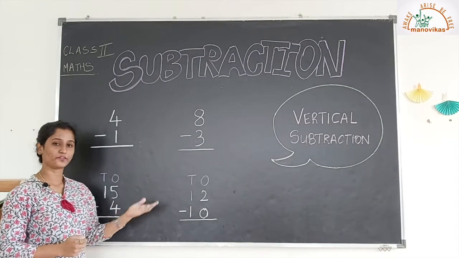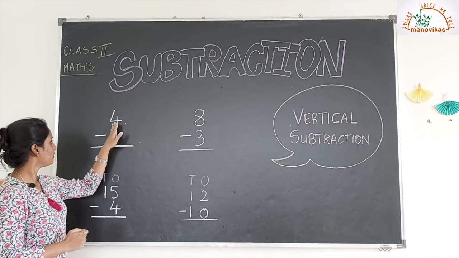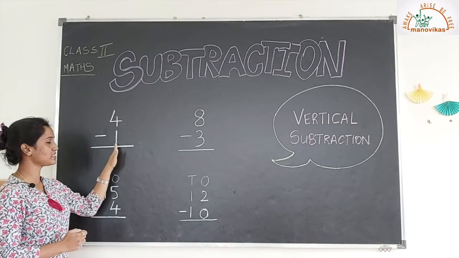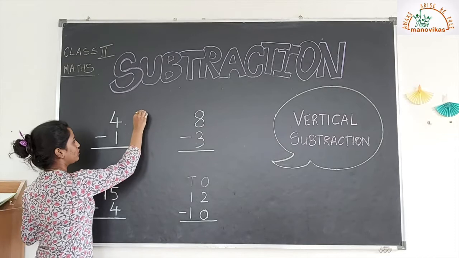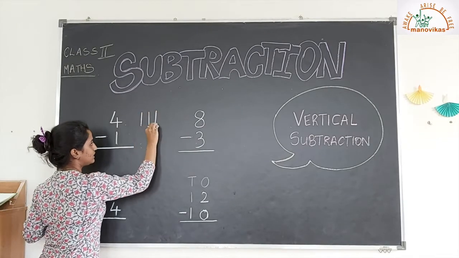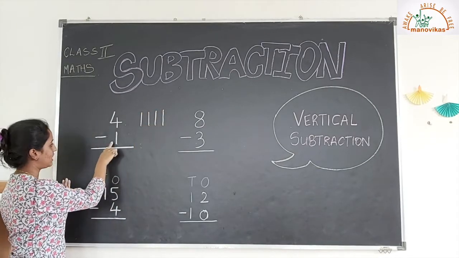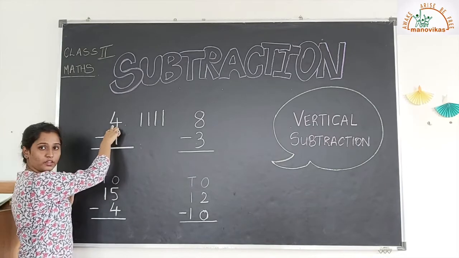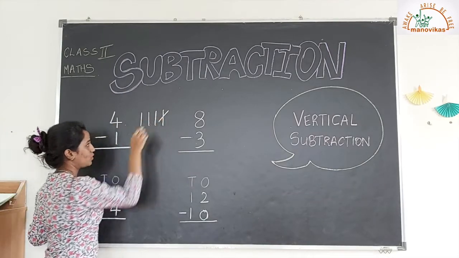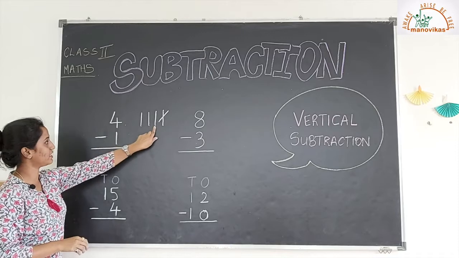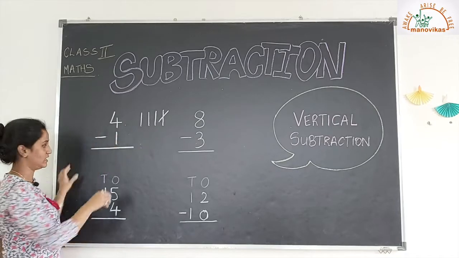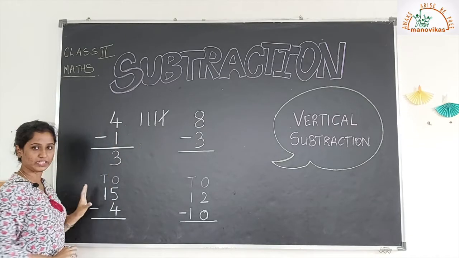Moving on to vertical subtraction. First one is 4 minus 1. I will draw here sticks: 1, 2, 3, 4. So we have to take out 1 from 4. Strike out 1. You get the answer as 1, 2, 3. So the answer will be 3.